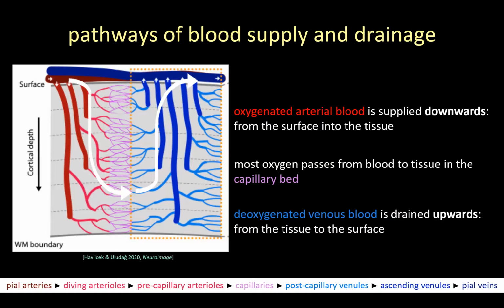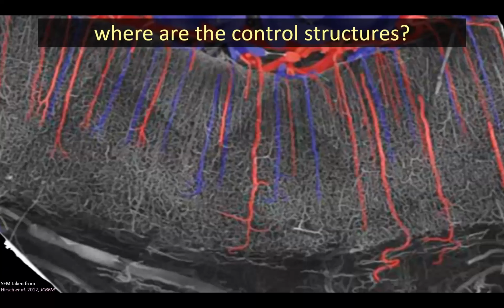So again, there are some asymmetries when looking at these patterns in the cortex. And as Josine mentioned, what this means is that when looking at BOLD, we're looking mostly at deoxygenated blood. Most of the deoxygenated blood originates in the parenchyma and gets drained up to the surface. This is one of the reasons that we see these biases, more deoxygenated blood in these large draining veins in the surface. And so I'll wrap up by posing this question: where are the control structures?